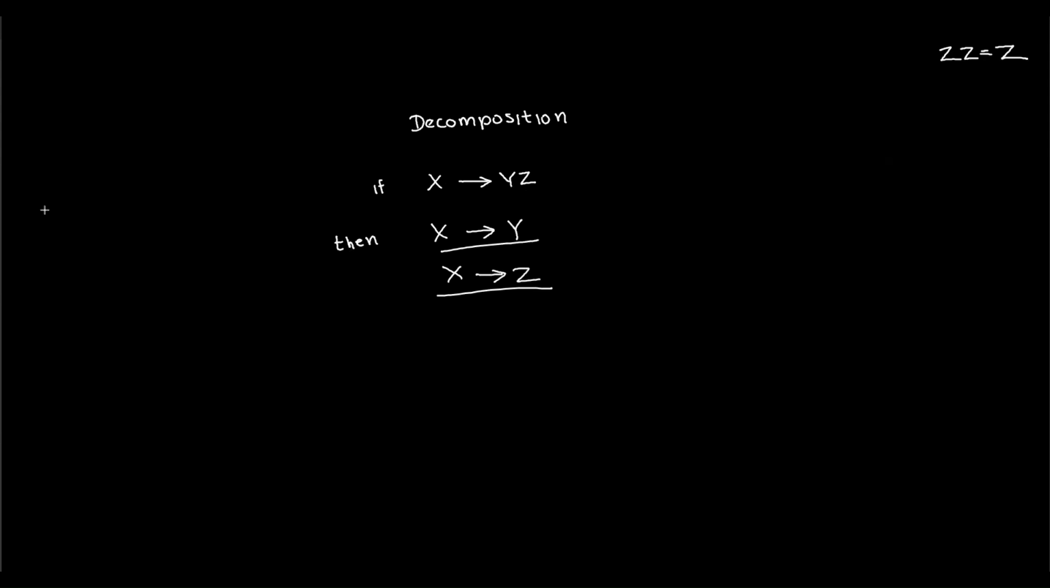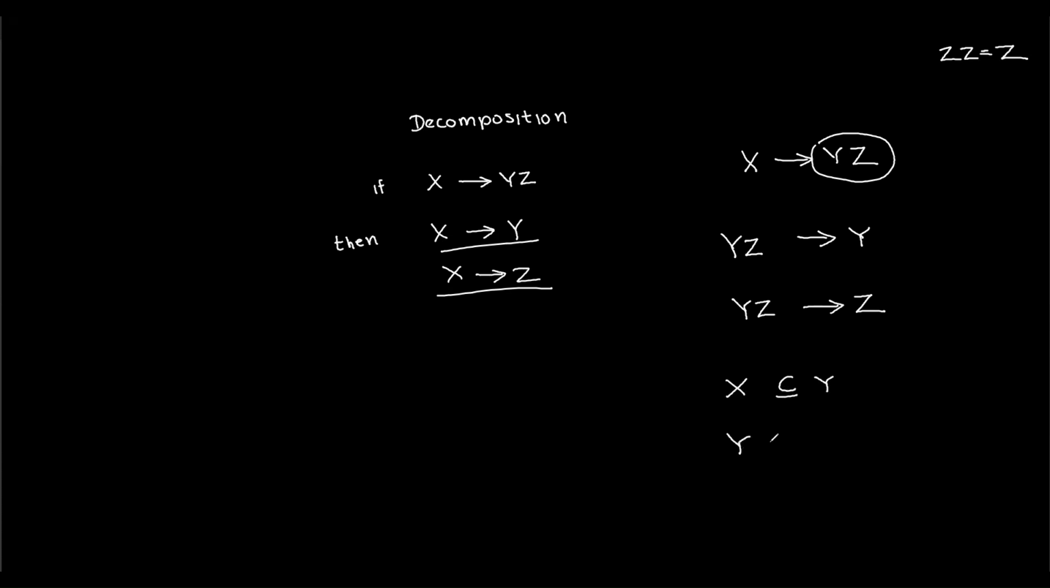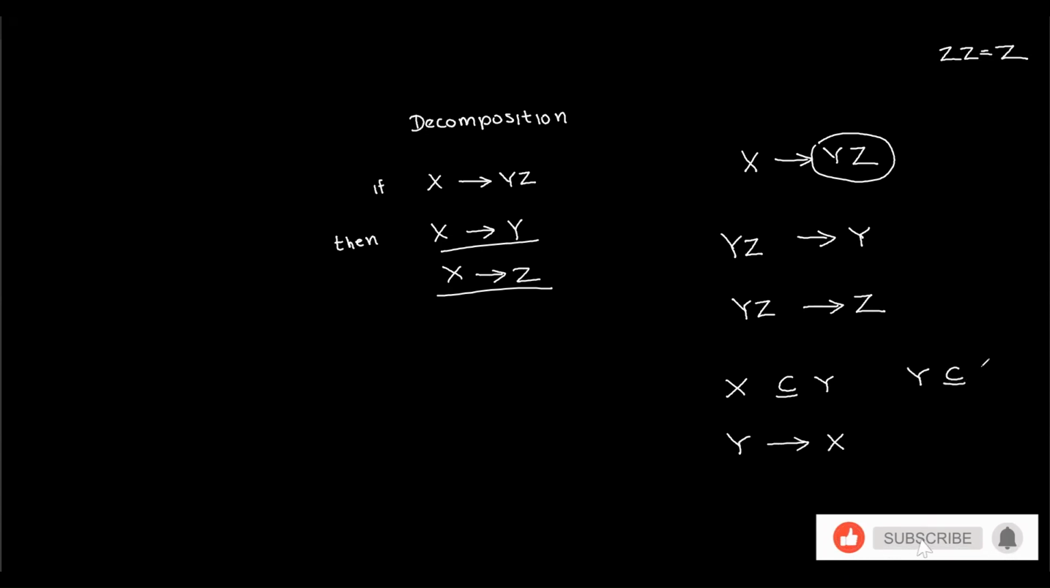How can we do that? Well, here we are going to use reflexivity actually. X functionally determines yz. Shall we break this yz? yz functionally determines y. You can also say yz functionally determines z. Why is that? Because according to the reflexivity rule, if y is a subset of x, we can say x functionally determines y. Okay, this is the reflexivity rule.